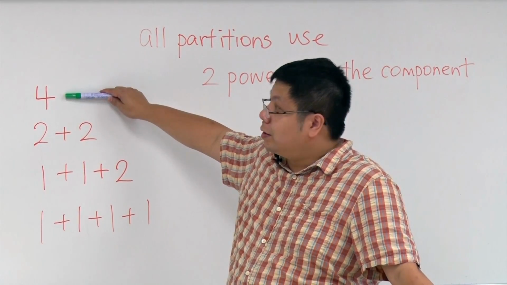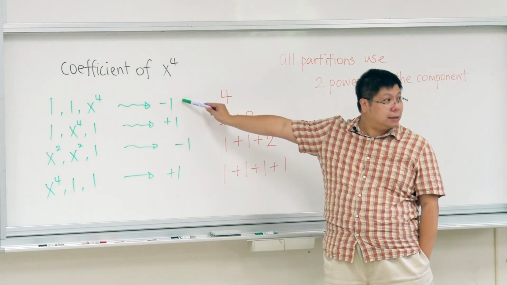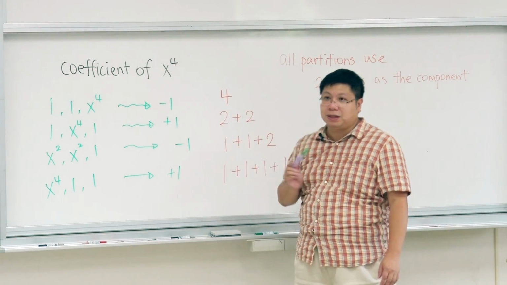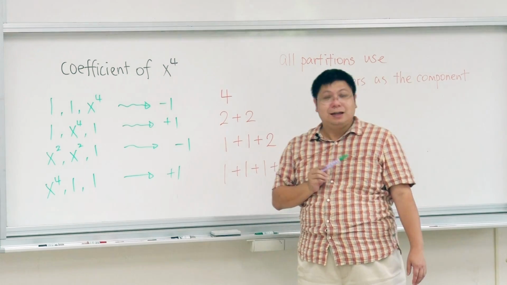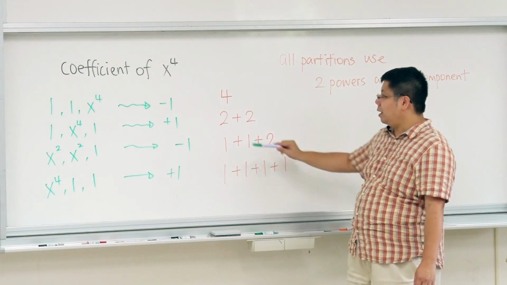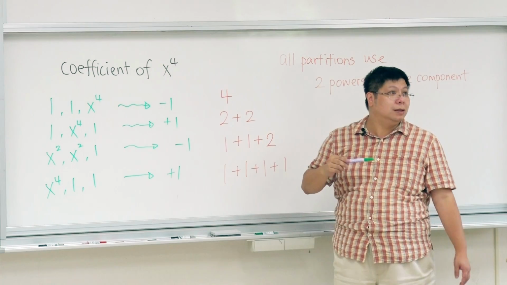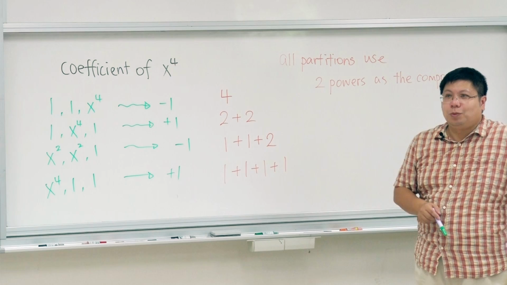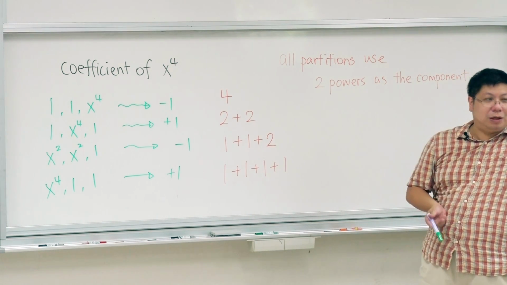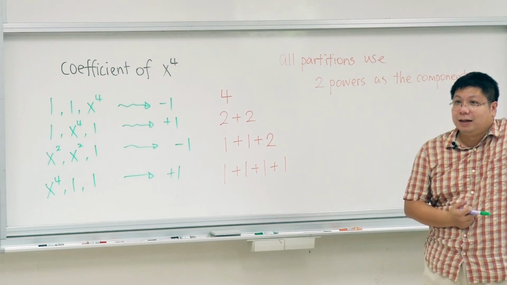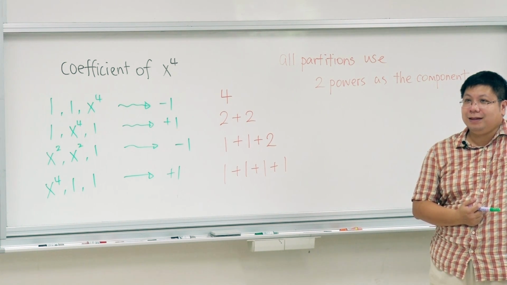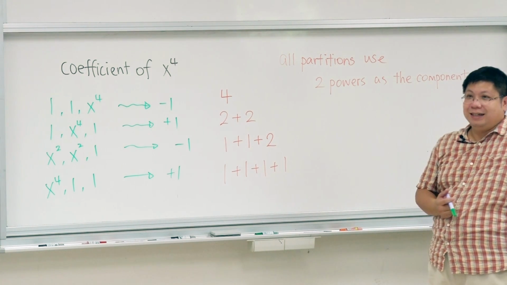If I have 4, then I will correspond to a count of -1. 2 plus 2, for this case, I'm going to count it as +1. Is that okay? And then 1 plus 1 plus 2, I should be counting it as -1. And then 1 plus 1 plus 1 plus 1, I'm counting it as +1. So when should I be counting +1 and when should I be counting as -1? Any idea?